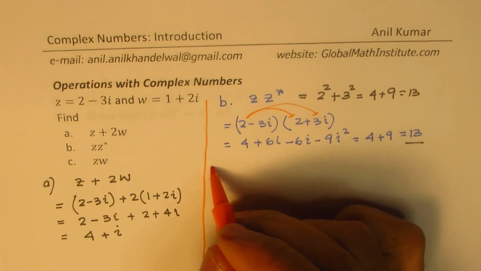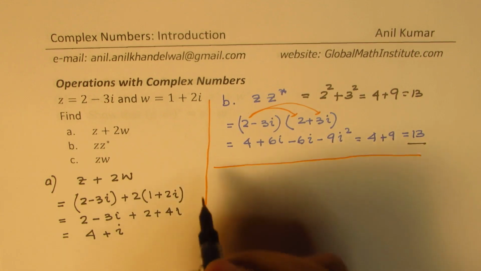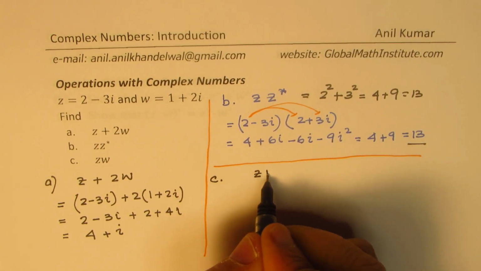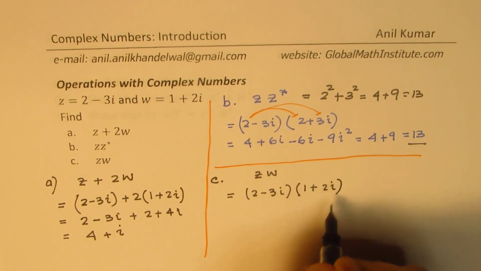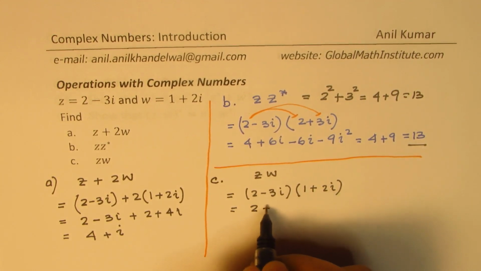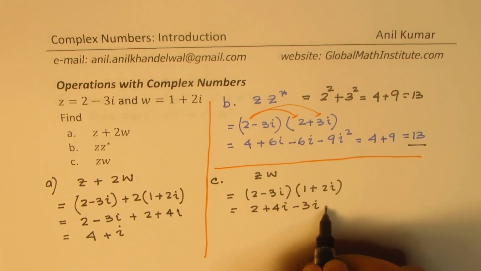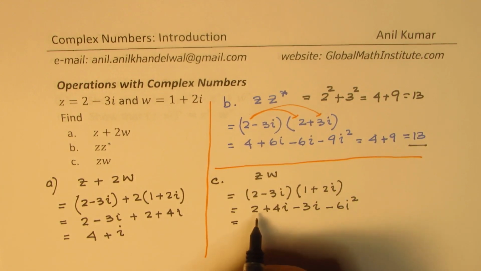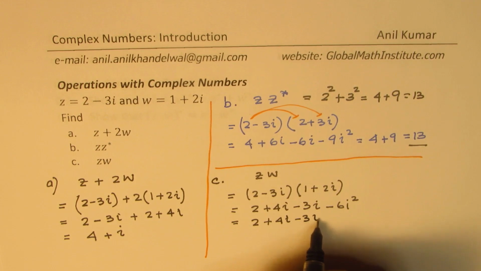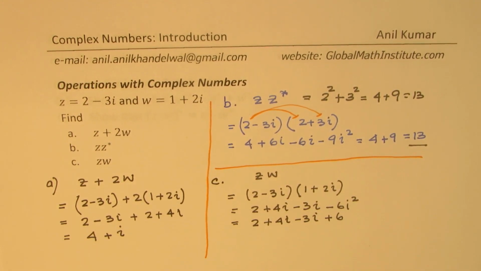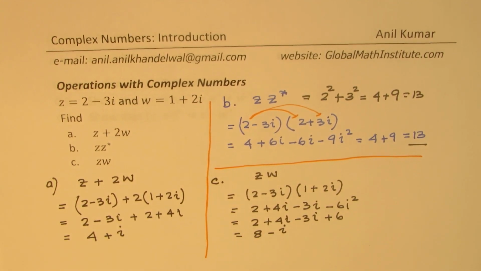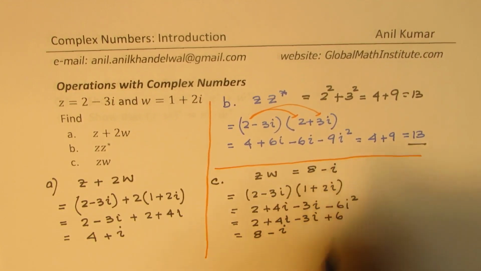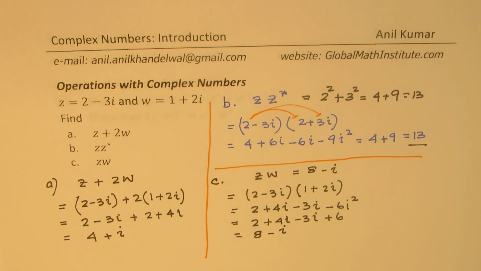Now let's do C, which is, what is z times w equal to? The complex number 2 minus 3i times the complex number 1 plus 2i. So we'll apply the distributive property. 2 times 1 is 2. 2 times 2i is plus 4i. Minus 3i times 1 is minus 3i, and minus 3i times 2i gives you minus 6i squared. And i squared is negative 1, so it becomes plus 6. So you can combine the real parts and the imaginary parts. You get 6 plus 2 as 8, 4i minus 3i is i. So that becomes your answer. So z times w is equal to 8 plus i. Is that clear to you? So that is how we can perform operations with complex numbers. I hope this part is absolutely clear.